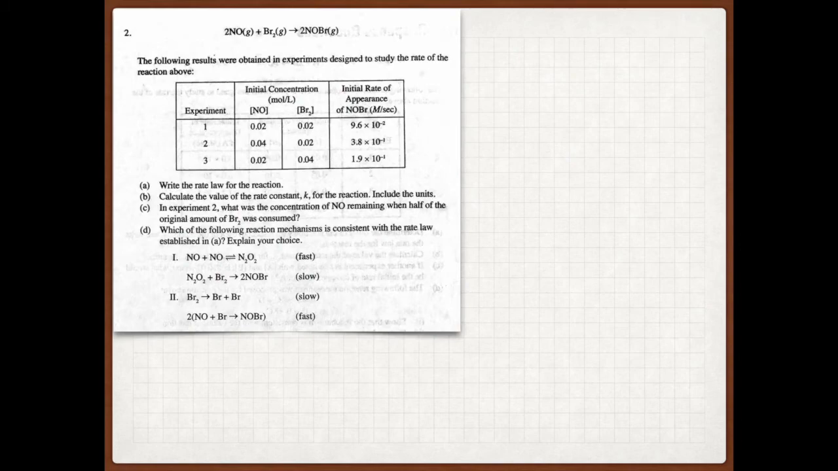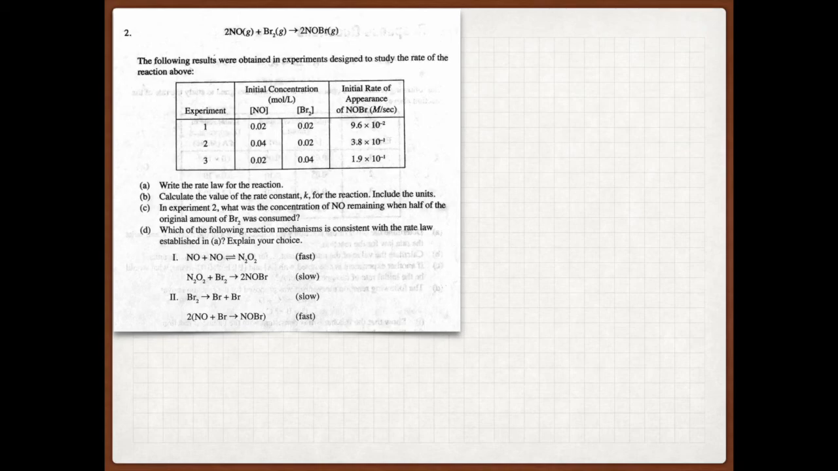It says the following results were obtained in experiments designed to study the rate of the reaction above. Write the rate law for the reaction. Awesome. So I'm going to see if this is going to be a tricky one or an easy one. For determining the order of NO, I can use experiment 1 and 2 because Br2 stays the same. For determining the order of Br2, I can use experiment 1 and 3 because the concentration of NO stays the same. So this is going to be an easy one. So let's first determine the order for NO.